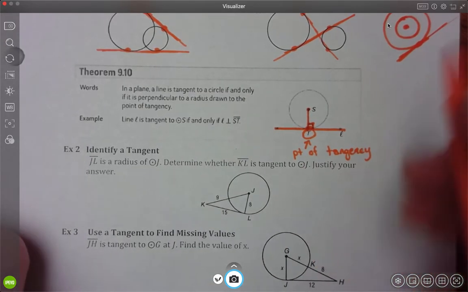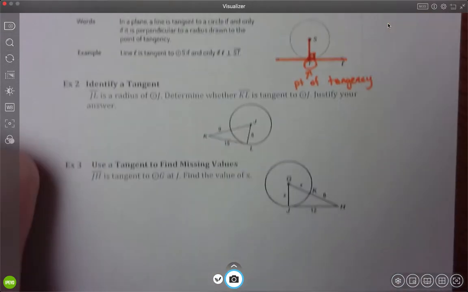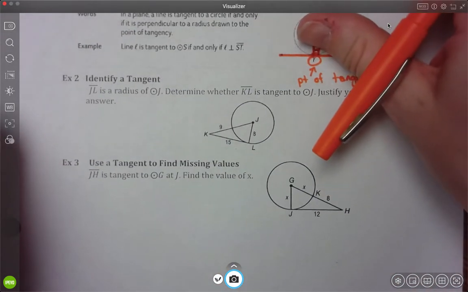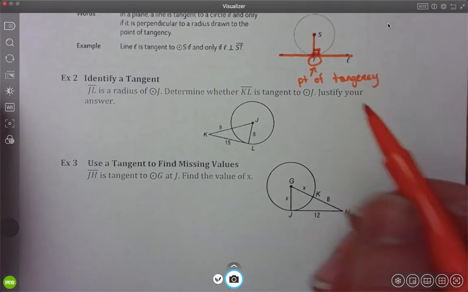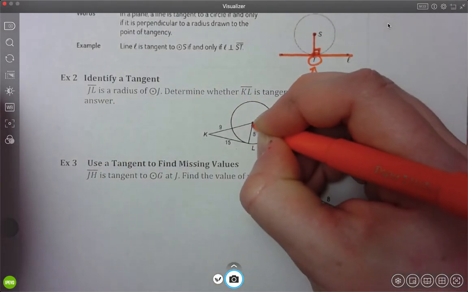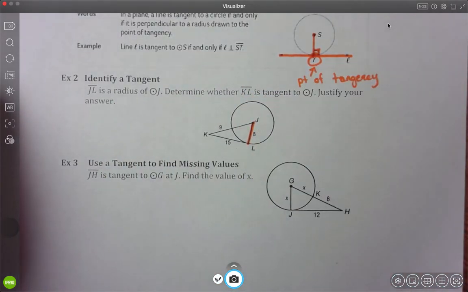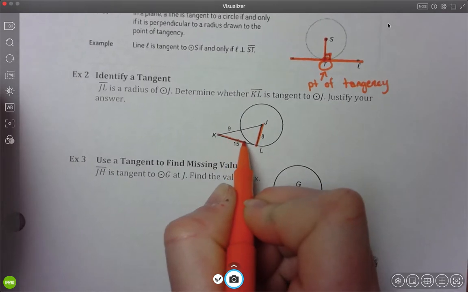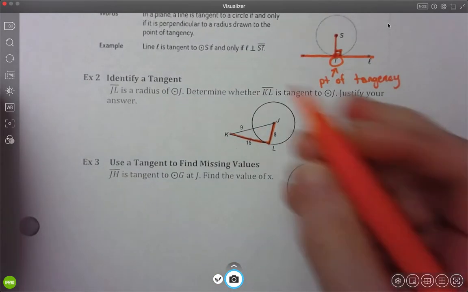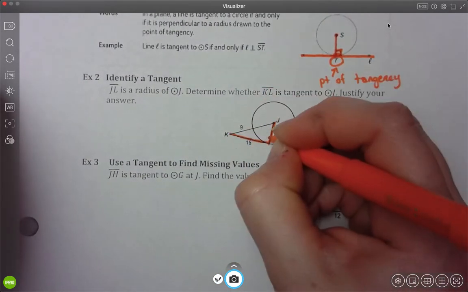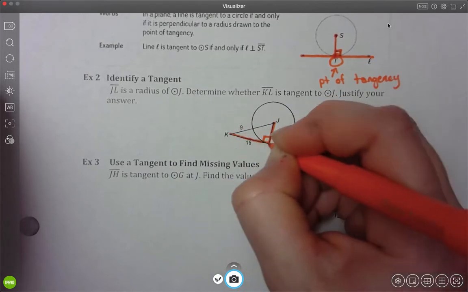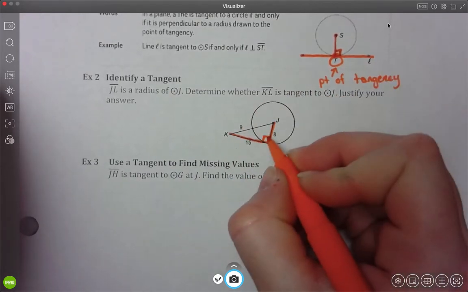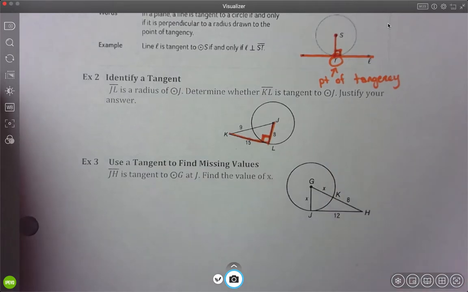Now, they ask us a good question down here, example 2. Identify a tangent. They want to know if I have a tangent line here. So it says JL is a radius. This is a radius of circle J. Determine whether KL is a tangent line. So this is the line in question, okay? So I have my radius and I have my tangent line, and they're wanting to know, hey, is this a tangent line? And I can figure that out by determining if this is a 90-degree angle, okay?